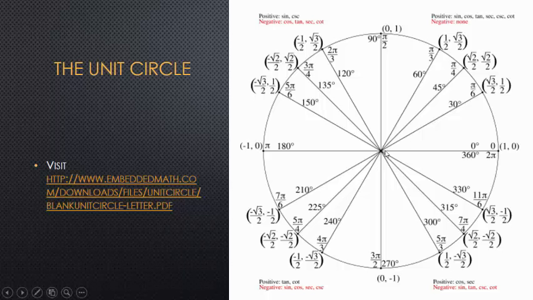If I ask you to find sine of 225 degrees, sine would be the y value, negative square root of 2 over 2. If I ask you to find tangent of 180 degrees, tangent is going to be y over x. Now 0 over negative 1 would be 0. 0 over anything is 0. However, what would happen at tangent of 90 degrees?